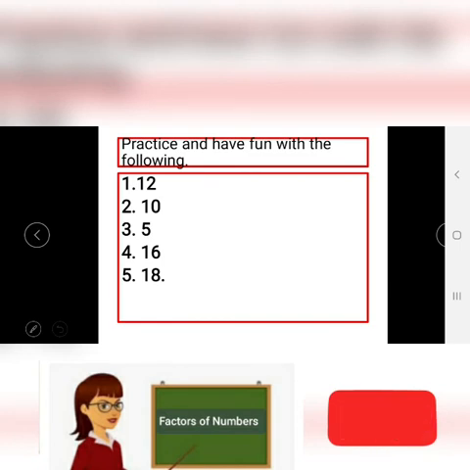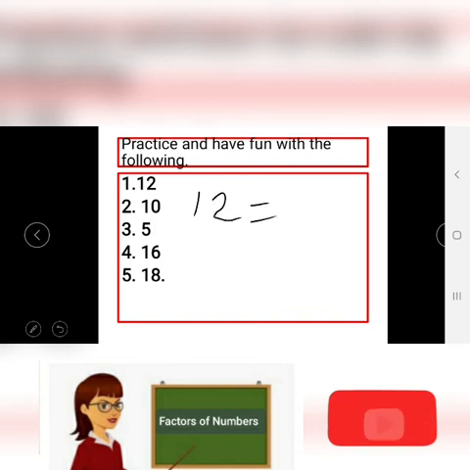I'm sure you have learned how to find it. So you have to practice this. You have fun while you're practicing it. I'm sure that by the time you're looking out for the factors of 12, 10, 5, 16, and 8, at the end you'll be fabulous. You'll be amazed at what you yourself can do. Mind you, you have to recite your multiplication table from 1 to what? To 12.